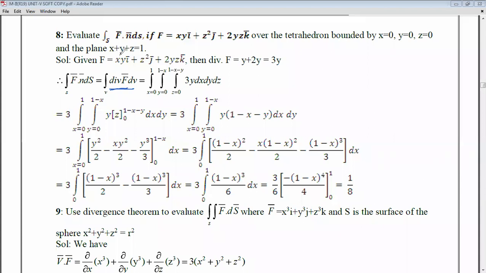So for that, first you need to find the limits of x, y, z. z should be in terms of x and y, y should be in terms of x, and x should be constants now. So if we are taking this, first the lower limits are given: x is equal to 0, y equal to 0, z is equal to 0. And here we have x plus y plus z is equal to 1, which is nothing but z is equal to 1 minus x minus y. So z varies from 0 to 1 minus x minus y, and this is 3-dimensional.